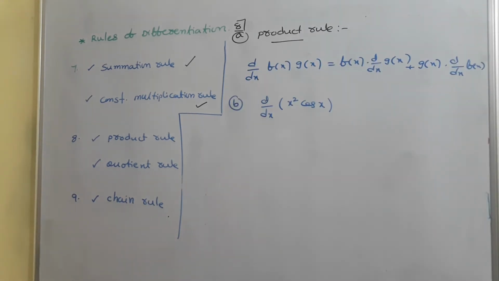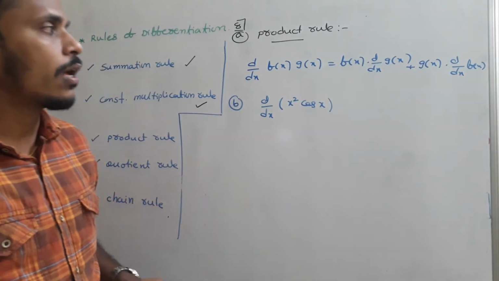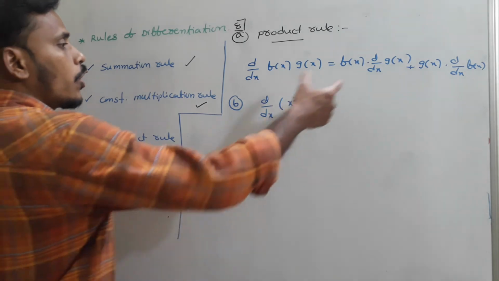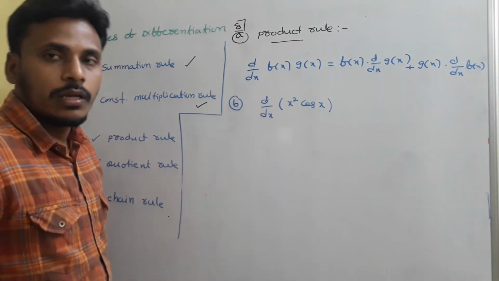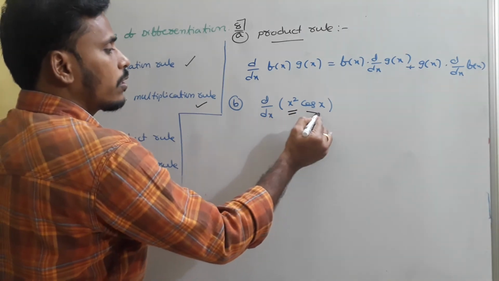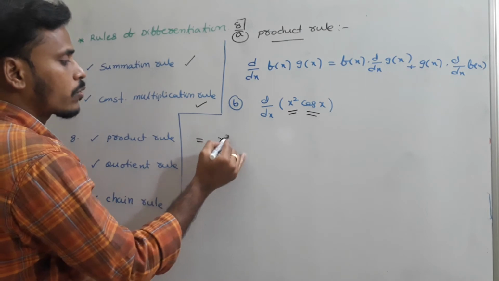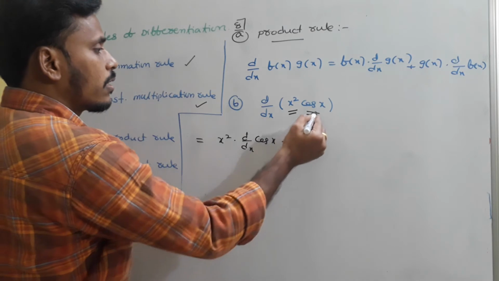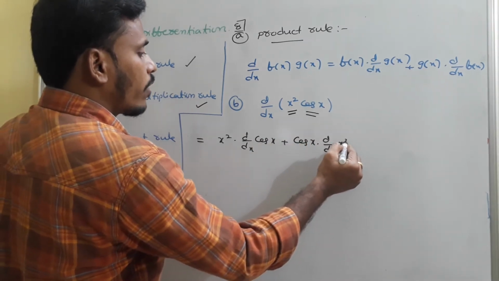So we found that d by dx of f of x into g of x is f of x, first function, into derivative of the second function, plus second function g of x into derivative of first function. Using that logic, now we are going to find the derivative of this x square cos x. Just have a look, x square is the first function, cos x is the second function. To answer: first function, x square, into d by dx of cos x, second function, plus second function, cos x, into d by dx of x square, first function.